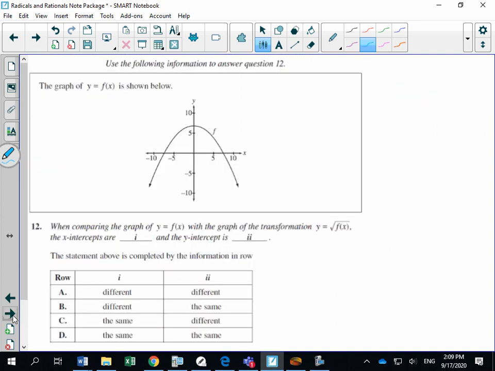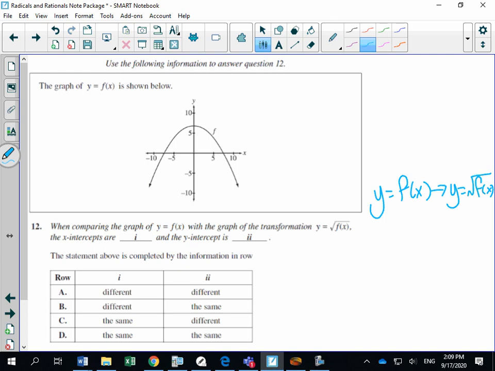Last diploma question that we'll do together. So the graph of y is equal to f of x is shown below. And what it says is when comparing the graph of y is equal to f of x with the graph of the transformation, so the transformed graph. So we've got y is equal to f of x, which is the graph given. And we're going to compare that to the radical graph, so the square root of f of x.